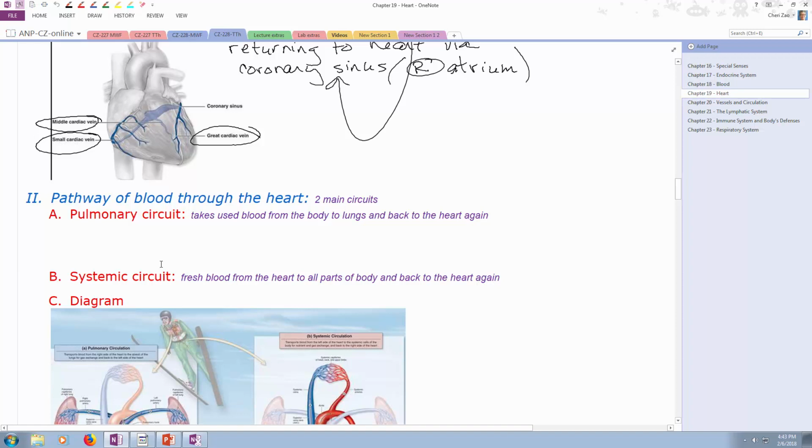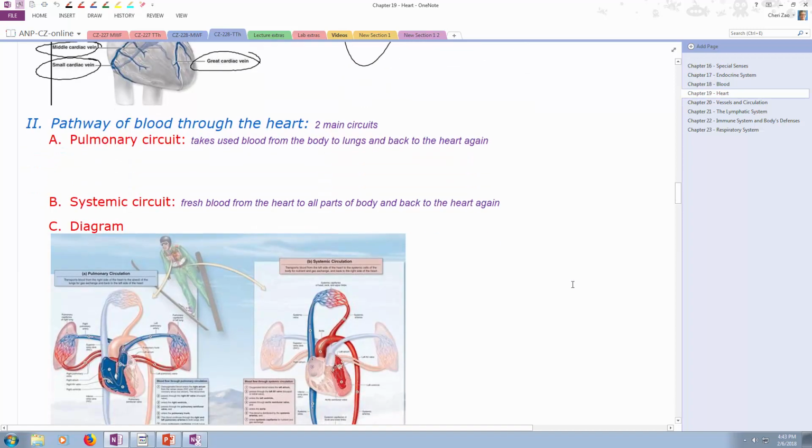Pathway of blood through the heart. Two main circuits, the pulmonary circuit and the systemic circuit. Pulmonary circuit means we're taking used blood, oxygen poor, carbon dioxide rich, from the body to the lungs and then back to the heart again. And the function is to reoxygenate blood.